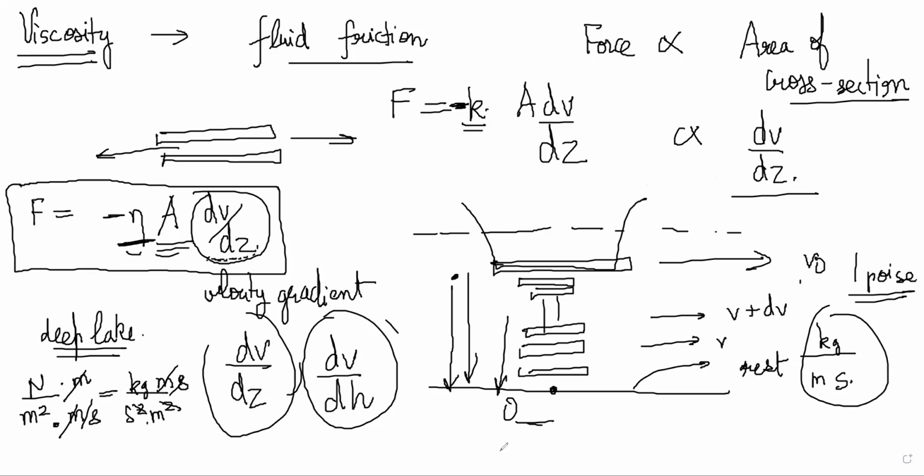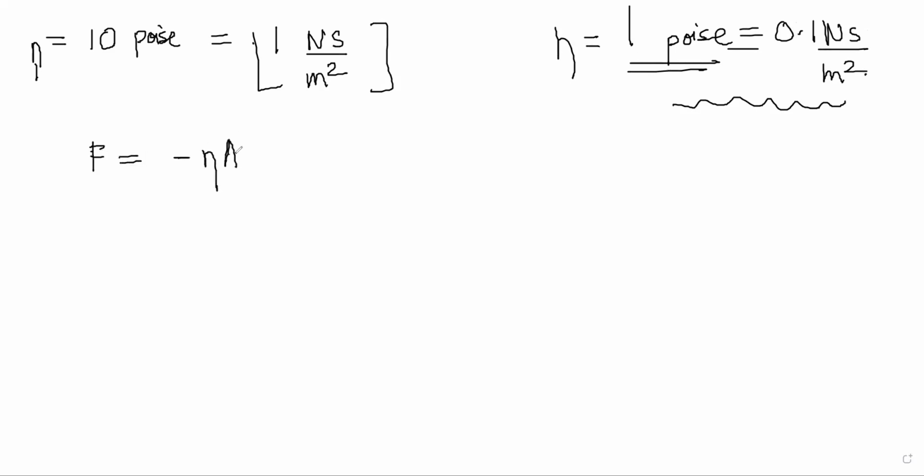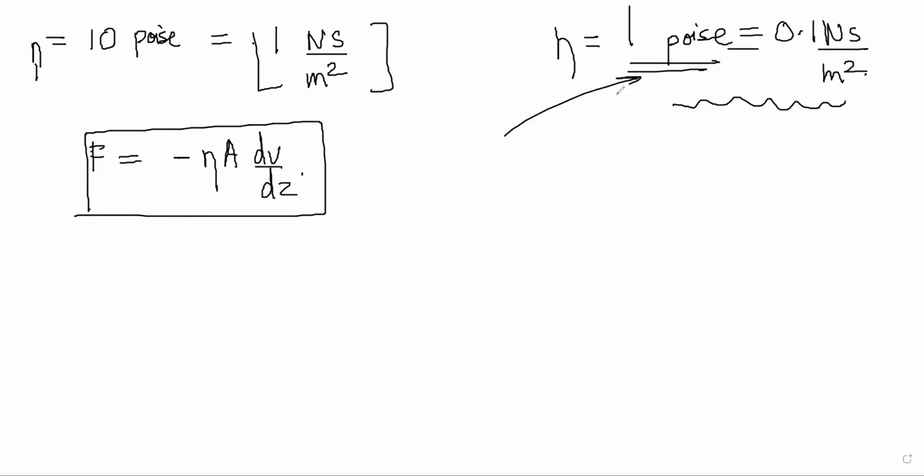That is important to know again, that if someone says 10 poise is the coefficient of viscosity, then that means it is 1 Newton second by meter square, because 1 poise is 0.1 Newton second per meter square. So in SI units, whatever you calculate, you have to multiply by 10 to get in terms of poise. So remember this F is equal to minus k A dv by dz, and the unit conversion.